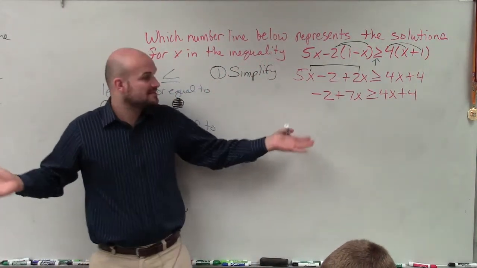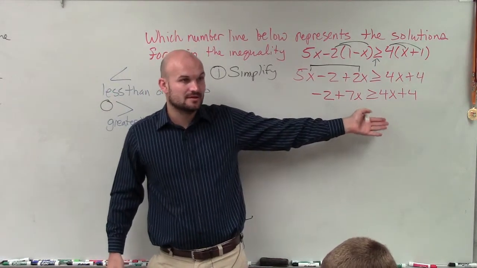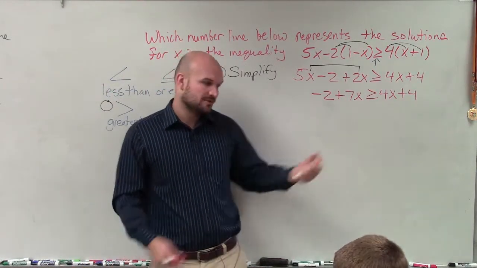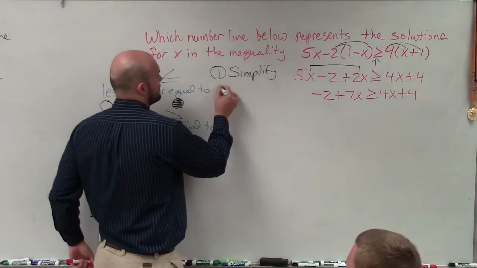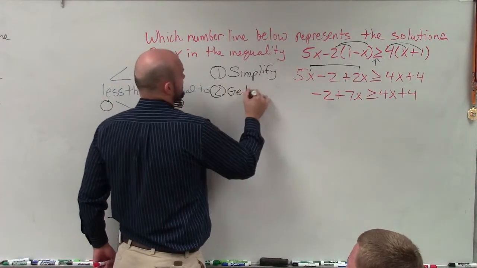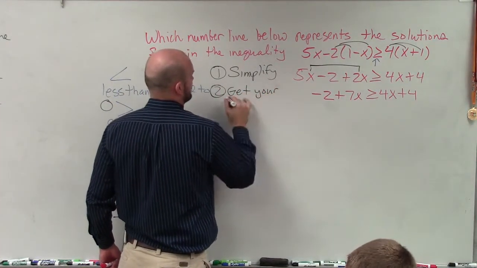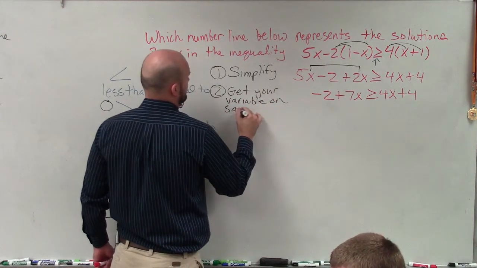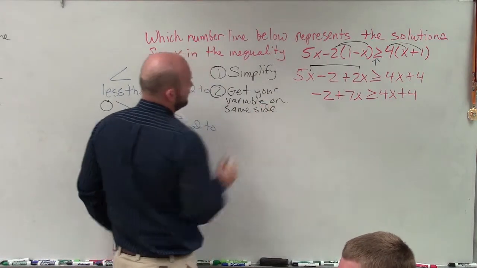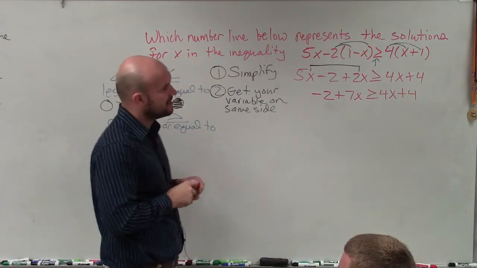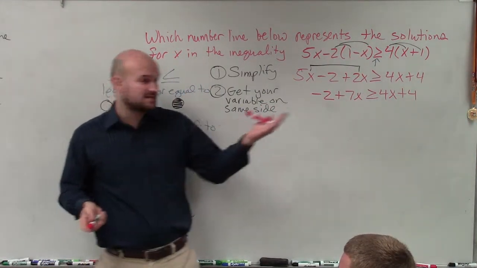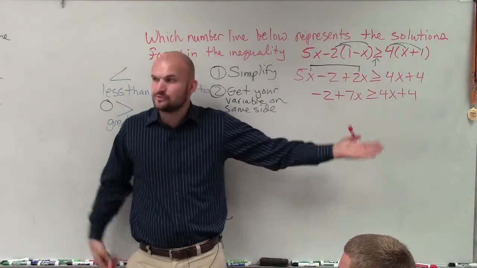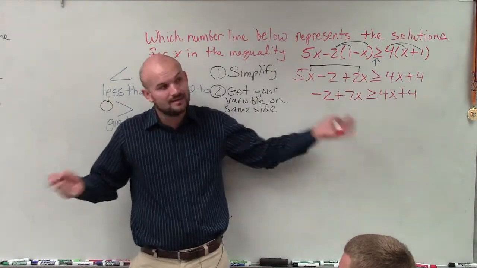But now my problem is I have a variable on both sides. I can't solve for a variable when you have a variable on both sides. So therefore, the next step is to get your variable on the same side. There's a little tip that I like to do. It doesn't matter if you want to solve for x on the left side or on the right side. Whatever way you want to do it is fine.